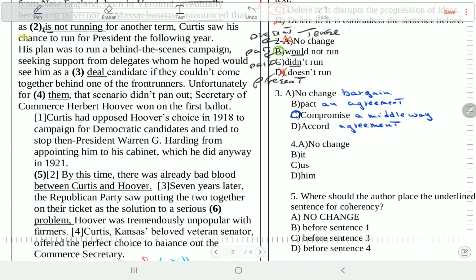Okay, for number 4, vertically we have them, it, us, and him. So definitely this is pronoun-noun agreement. Unfortunately for him, that scenario didn't play out. We are talking about Curtis. Them is plural, it is singular and non-living, us is us, and him is for a male. Curtis is a male, so definitely it's so easy, it's D.